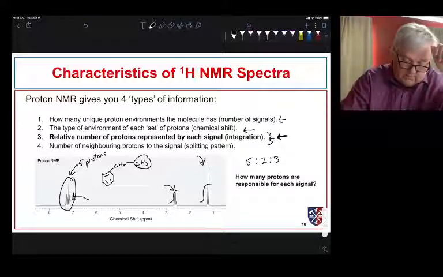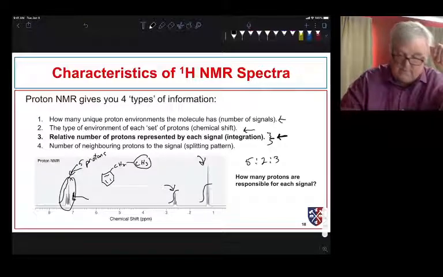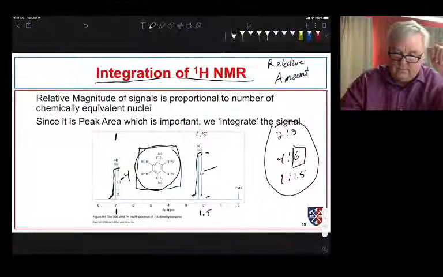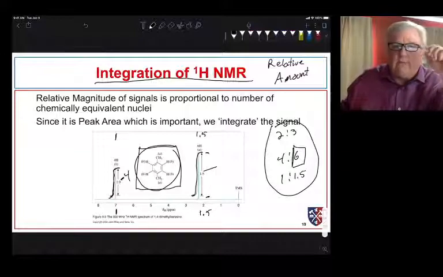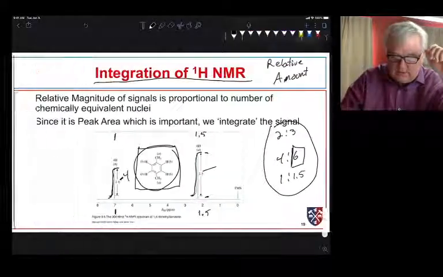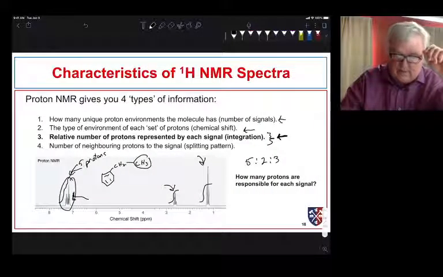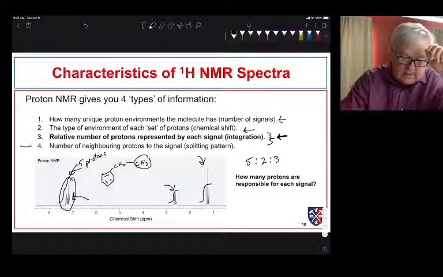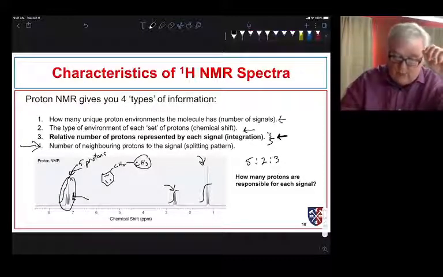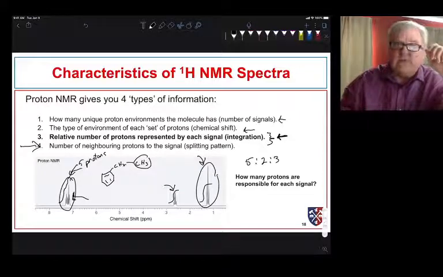This is going to be 5. Okay, we have one last thing to look at in terms of our characteristics of NMR spectra. In the next video we'll look at why these signals are split.